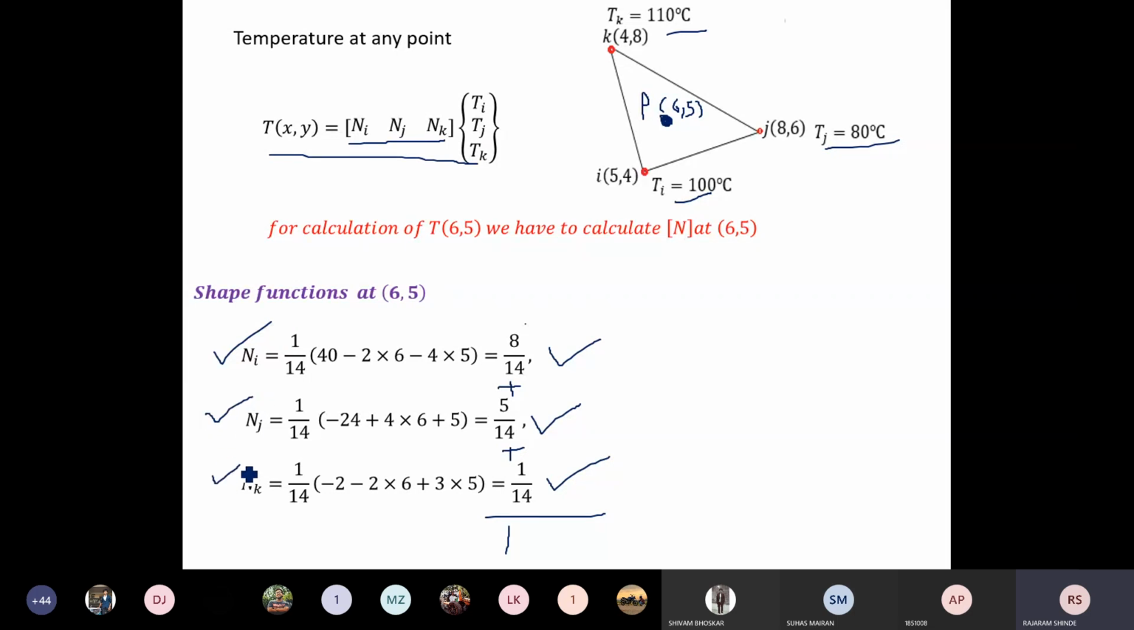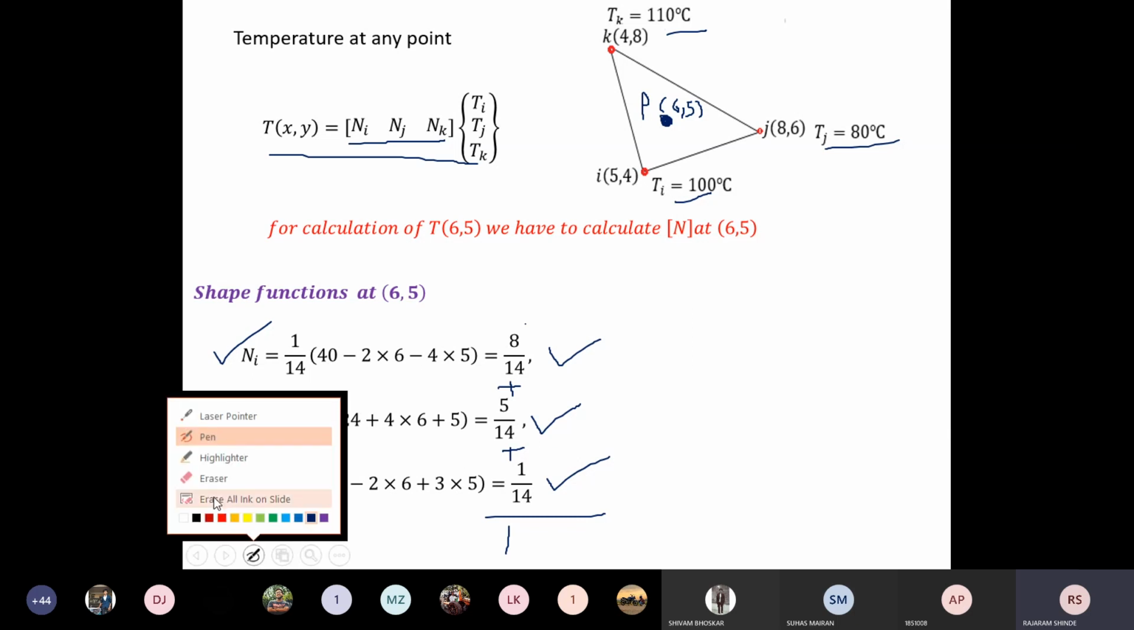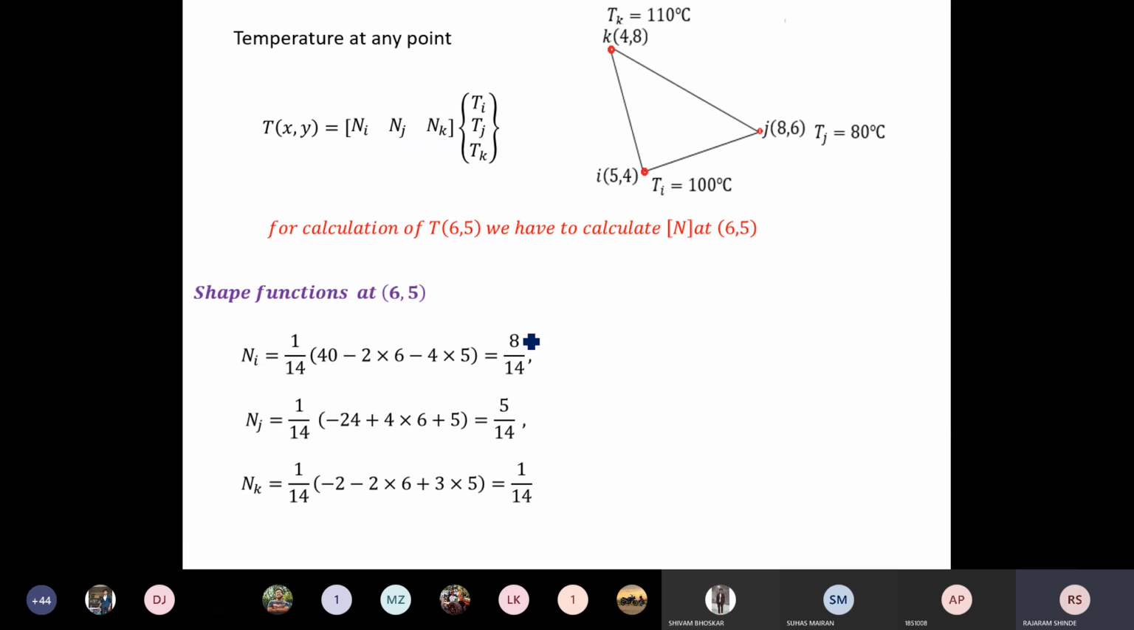We have calculated Ni at i, Nj at j, Nk at k, and we got 1, 1, 1. Also we have taken the addition of shape functions at point P, and that addition also we got 1. That means our shape functions are satisfying the properties, so these shape functions are correct.